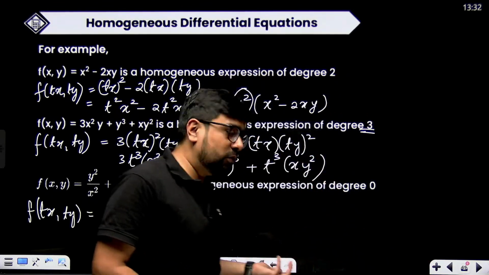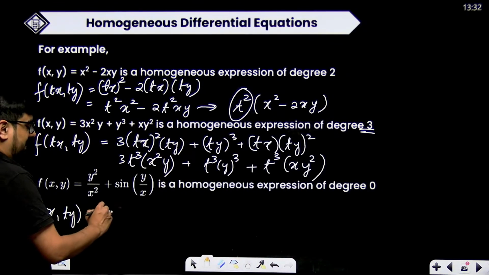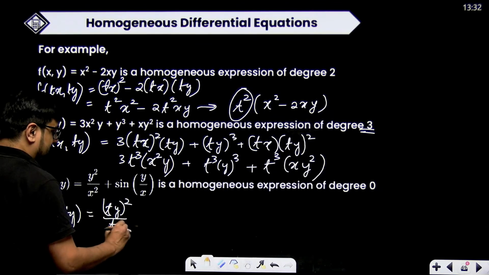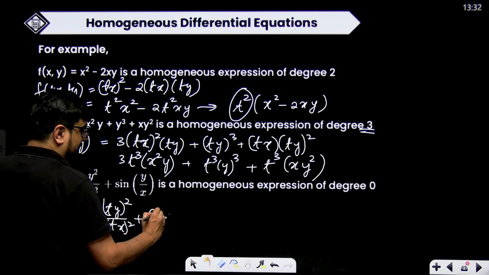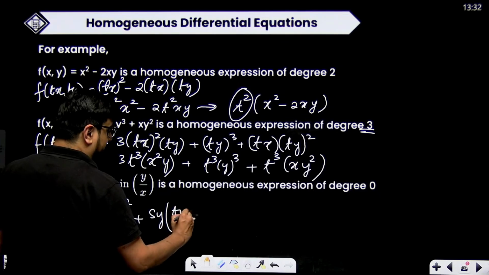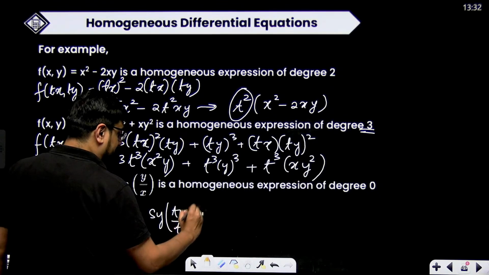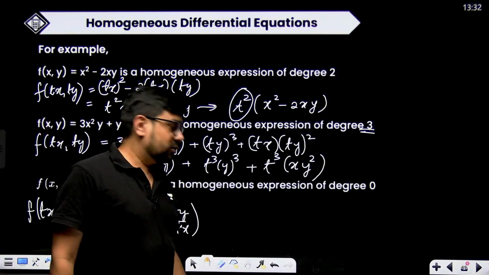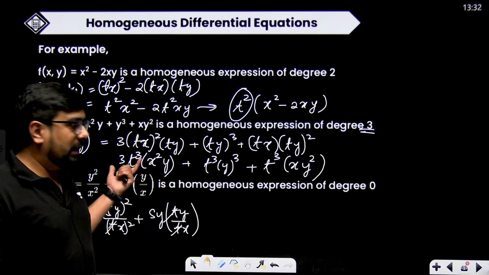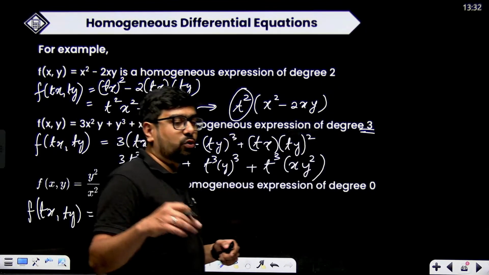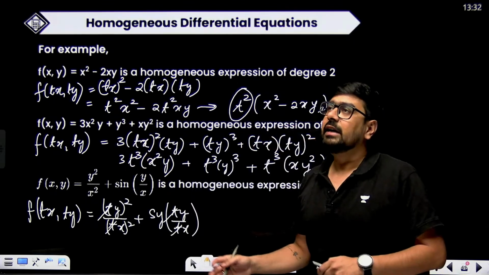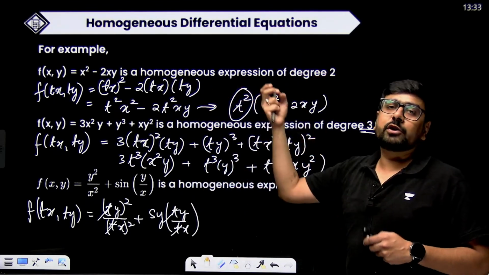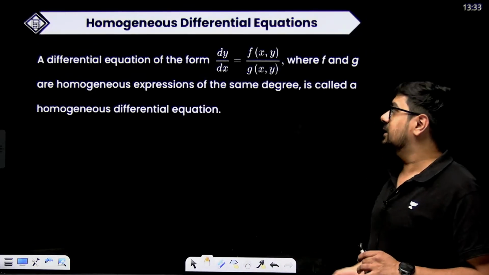So it should be a homogeneous function, and we can check with tx and ty also. If we put ty instead of y, ty square upon tx square plus sine of ty by tx. Now t will get cancelled everywhere, right? So the same function will be obtained. Cumulative power is 0. So if you want to check for a homogeneous expression, instead of doing this tx, ty substitution, you can just look for the cumulative or total power of x and y in the expressions.